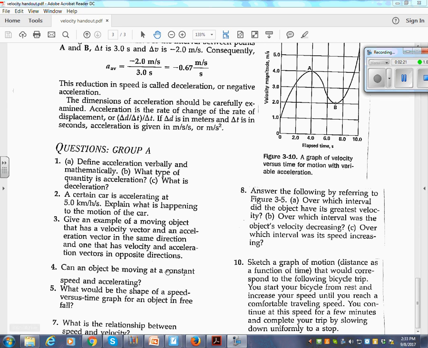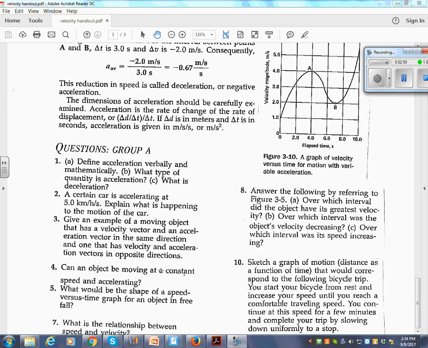Can an object be moving at a constant speed and accelerating? Oh, yeah, it says yes. Why do you say yes? Because it can be constantly accelerating. I get what you're saying. You're going 5 kilometers per hour every second. Oh, so you're accelerating at a constant rate.